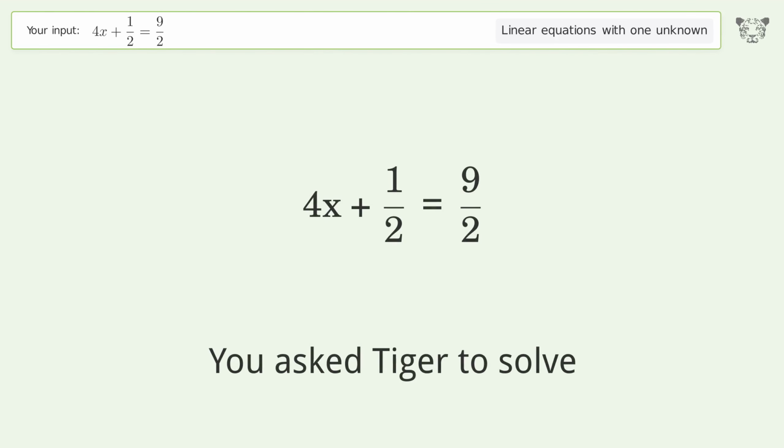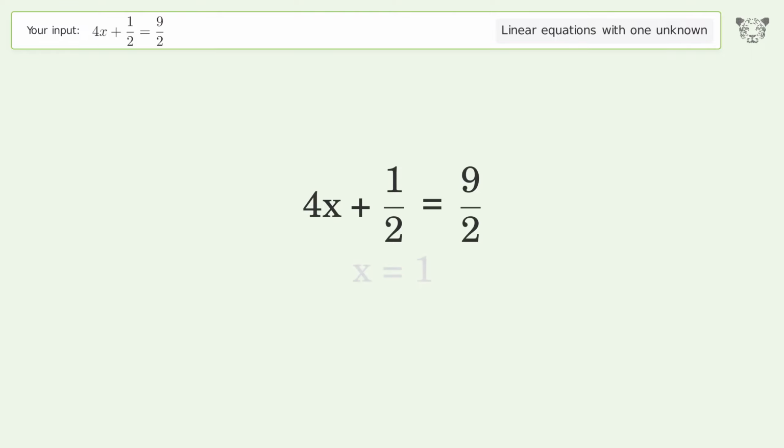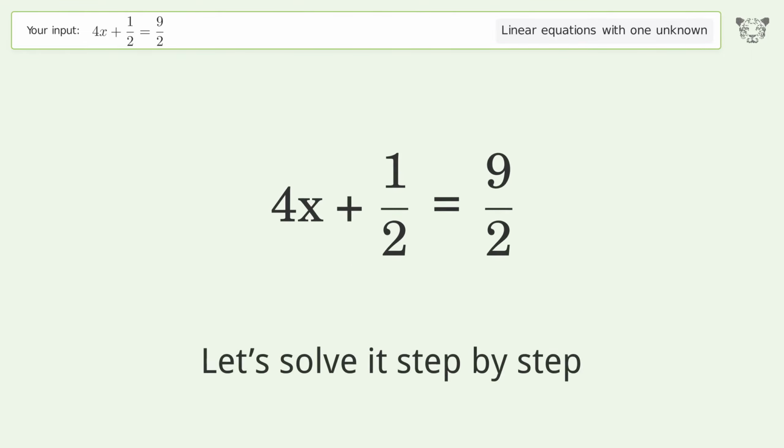You ask Tiger to solve this. This deals with linear equations with one unknown. The final result is x equals 1. Let's solve it step by step.